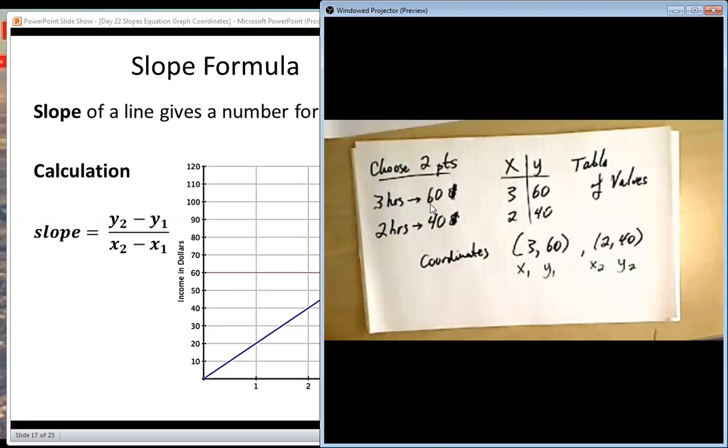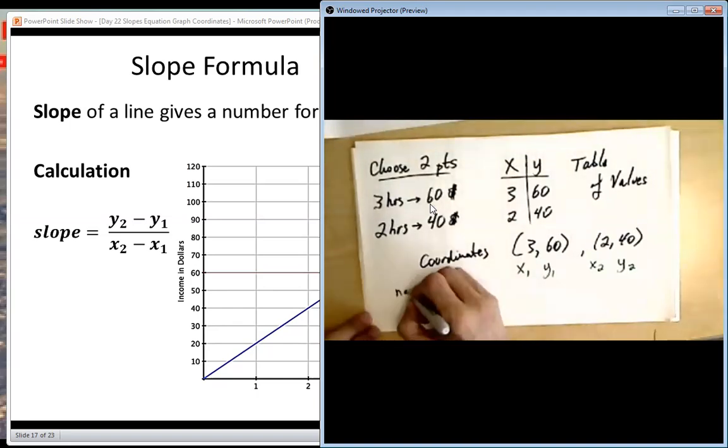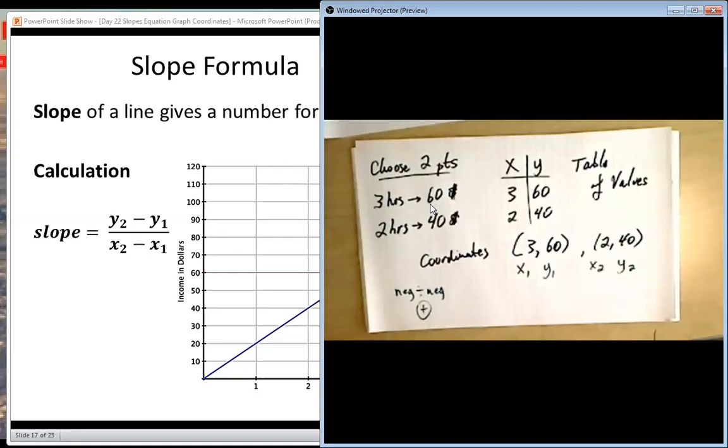But listen, how tough is that? What's a negative divided by a negative? Positive. See, you can handle it. You got the goods.